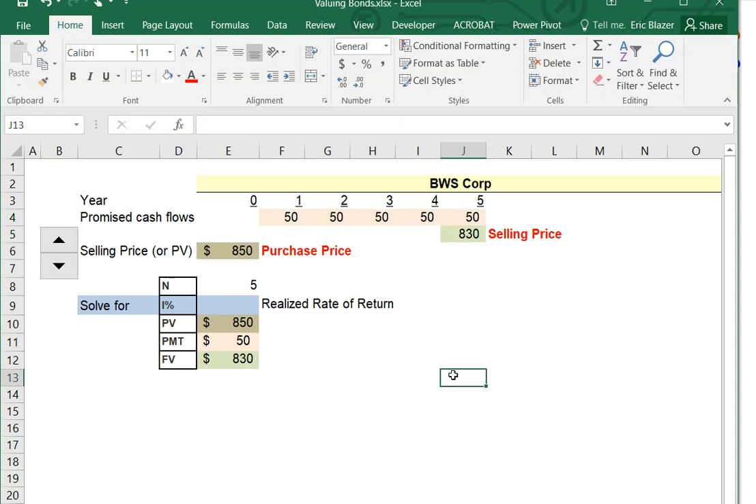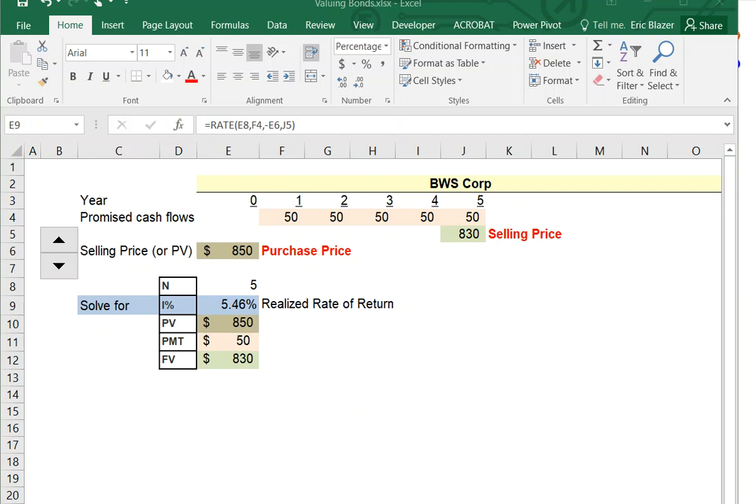Let's enter our pieces into our financial calculator. We held it for 5 years. We purchased it for $850. We received $50 per year and sold it for $830. Again, we need to make sure that our payment and future value, the selling price, both have positive signs in our calculator, and the $850 is entered as a negative amount. Then we simply solve for our realized rate of return. We had a realized return of 5.46%.